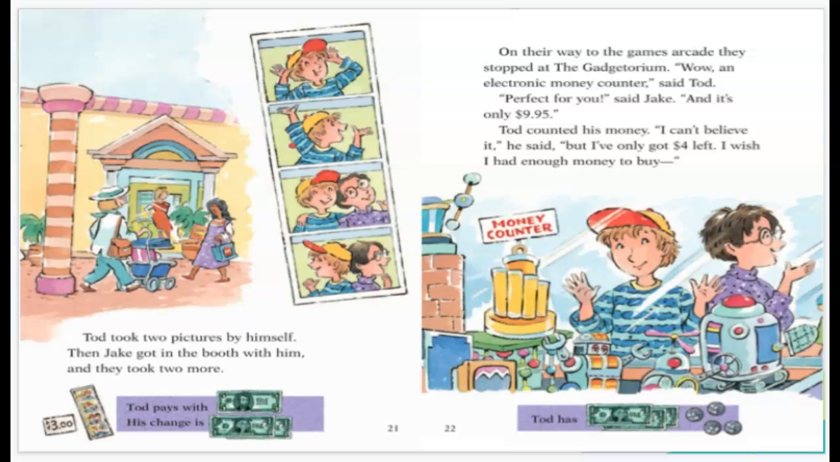"Wow! An electronic money counter," said Todd. "Perfect for you," said Jake. "And it's only $9.95." Todd counted his money. "I can't believe it," he said. "But I've only got $4 left. I wish I had enough money to buy one." Todd has $1, $2, $3, and 4/4. So $4.